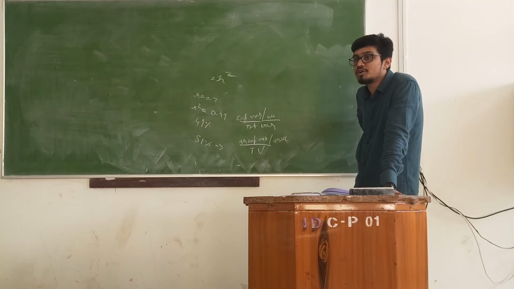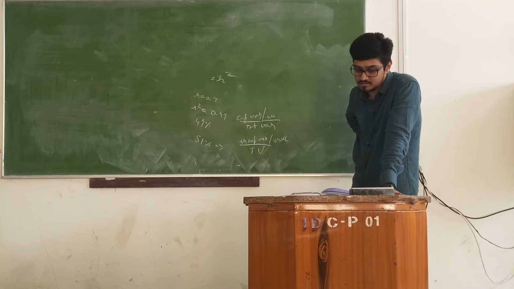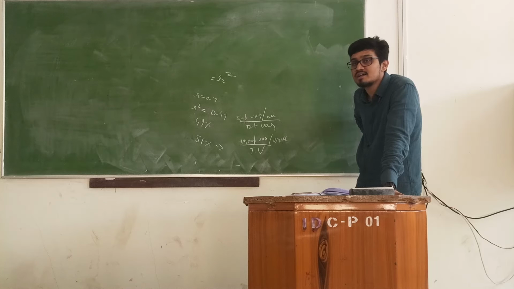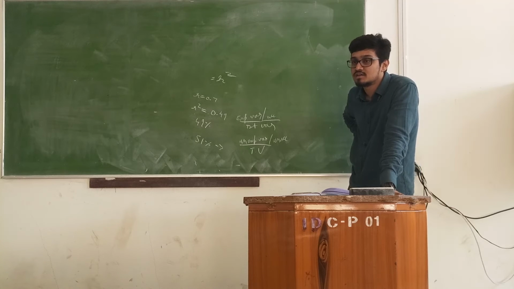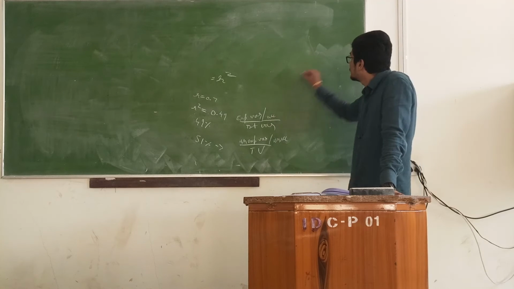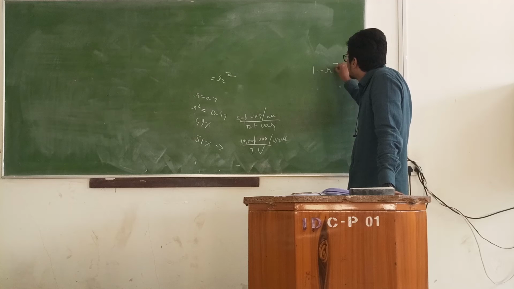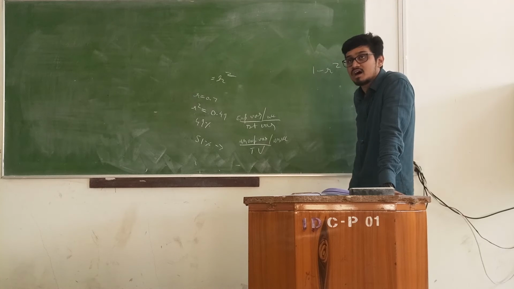Now give the heading as coefficient of non-determination. It is also called unexplained variance. What is the formula for it? 1 minus r square.